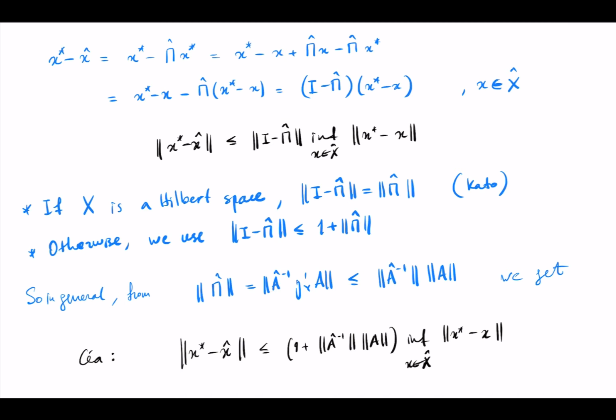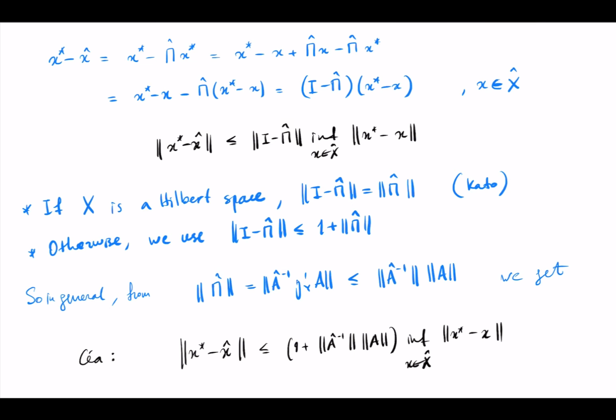We can also evaluate the norm of the projector. The Galerkin projector is simply this combination, and that's bounded by the norm of the inverse of the discrete operator A times the norm of A. So you can see that generally we want to have the norm of the inverse of the discrete operator uniformly bounded.